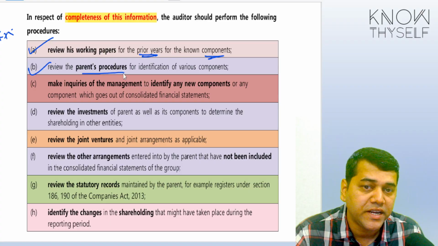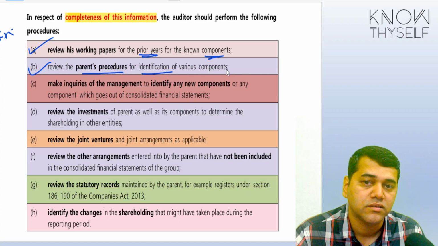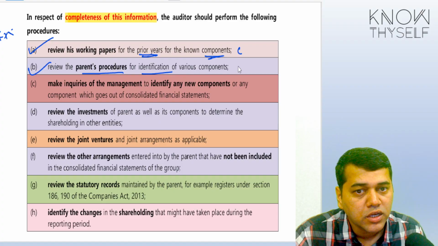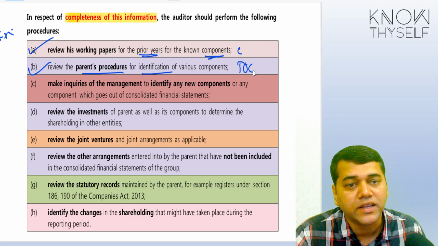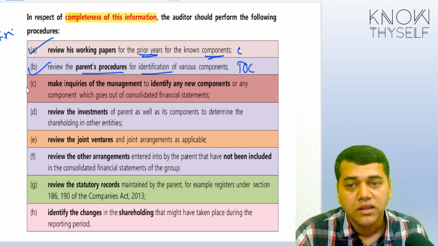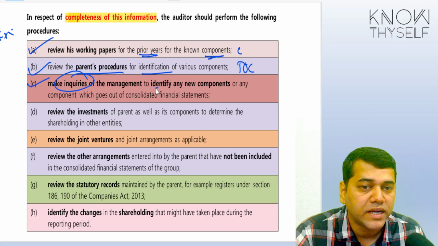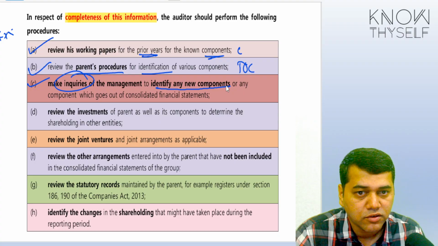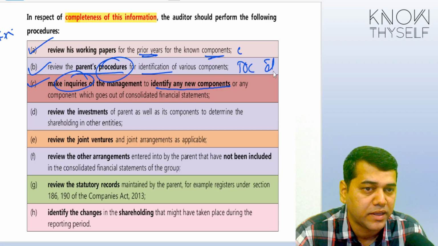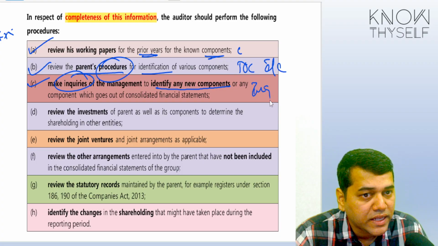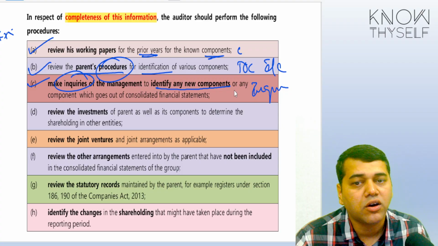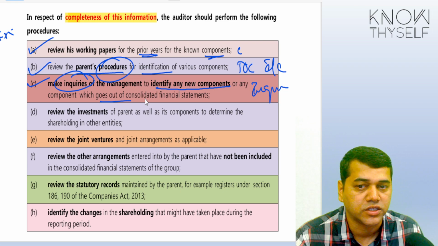Second, you check the parent's procedure for identification. So this is what you already know. You now check the test of controls. Like ask, sir, how do you identify it? Make inquiries of the management to identify any new components. First here you are checking the process, internal controls of the management. Here you are making inquiry. Sir, is there anything new added? Or is there anything went out of the consolidation?